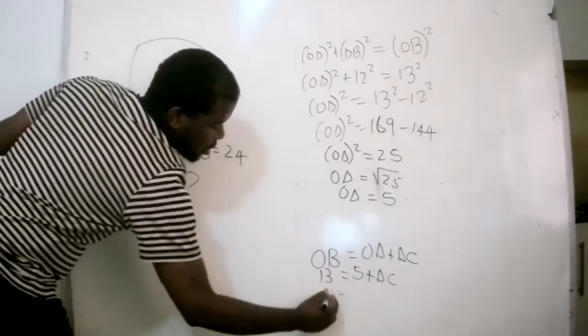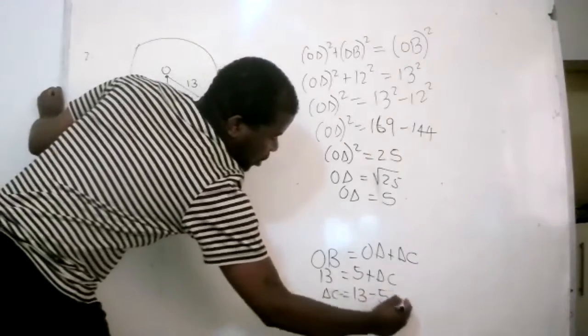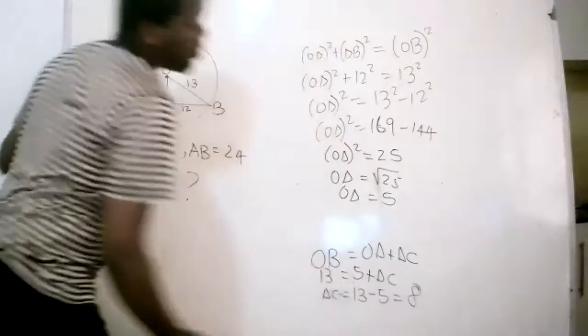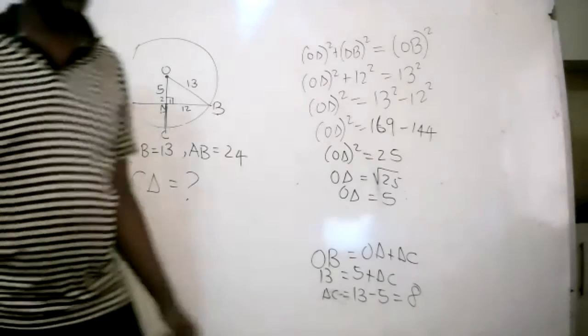When we make DC the subject of the formula, what are we going to have? We're going to have 13 minus 5, which is 8. Did you get the same answer? So this is how you attend to this question.